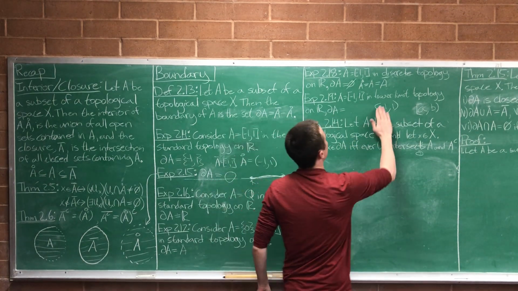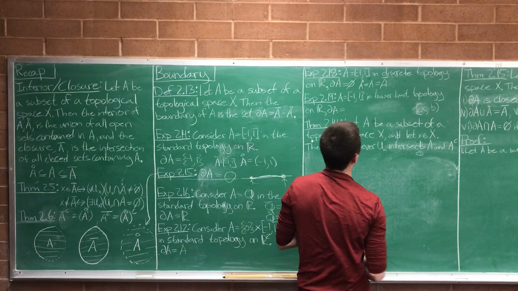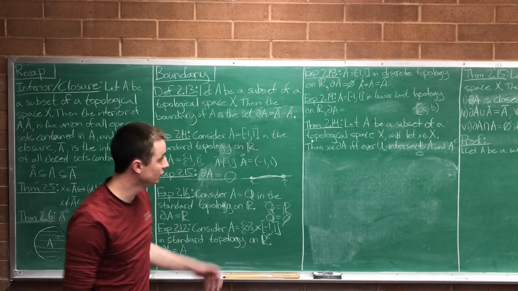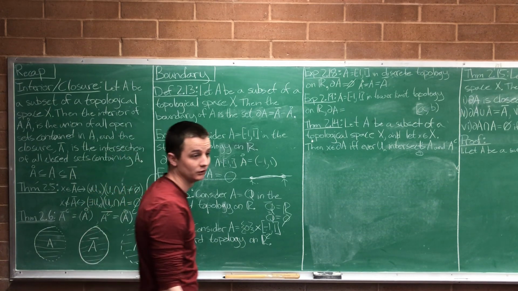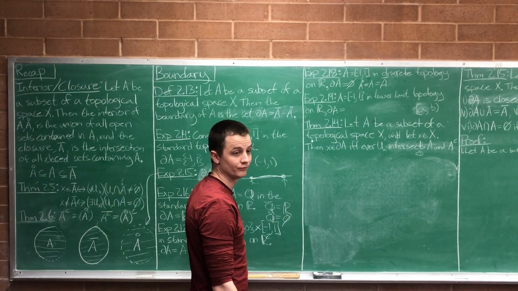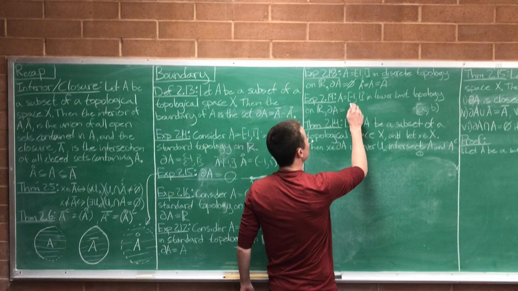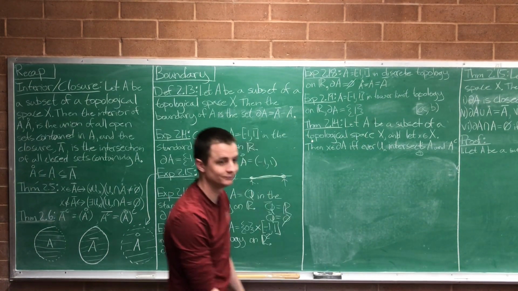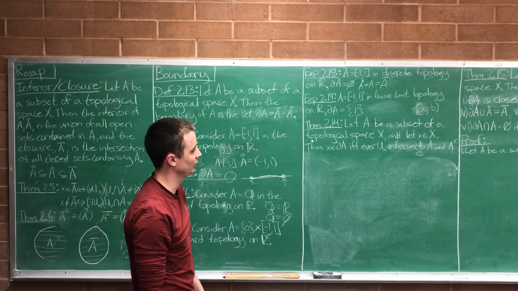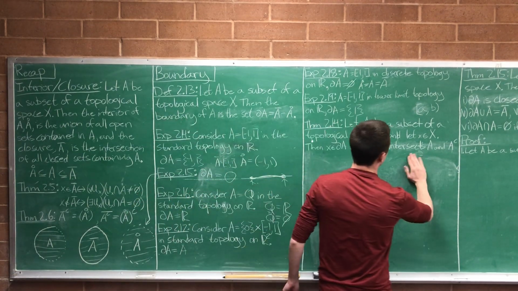Wouldn't that be its interior? Wonderful. And what's the closure? The whole set A is the closure. So what's the boundary? Just 1. Yeah, just one. Wow, look at us.